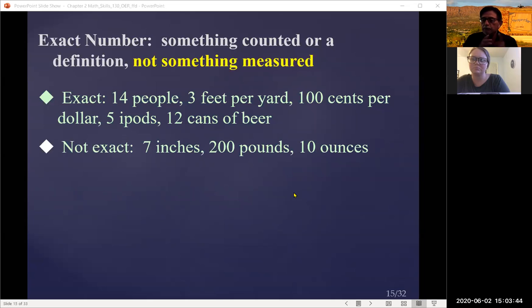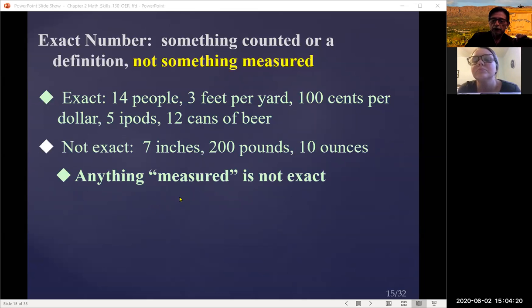Okay, things that are measured. Anything you measured, length, mass, and volume, have a degree of uncertainty. So if you measure something 7 inches, you had an instrument that you measured that with. That is not an exact number. 200 pounds or 10 ounces, anything. The only exception is that 1 inch is equal to 2.54 centimeters. That is considered exact.